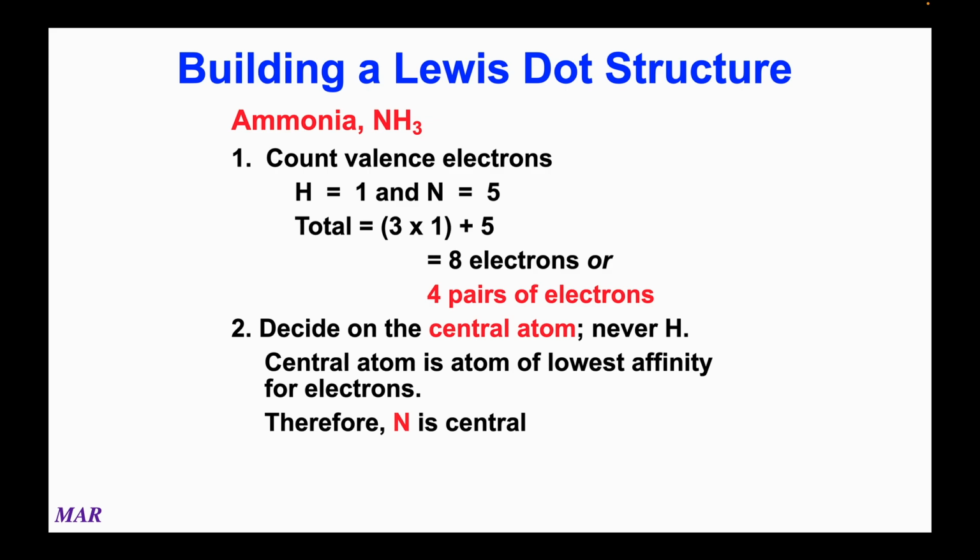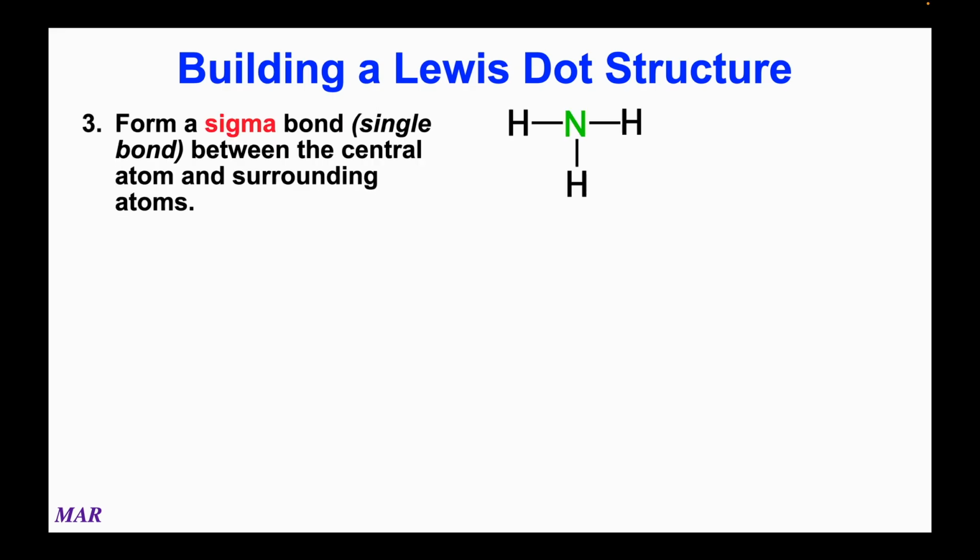Now, the next thing you want to do is connect the outer atoms to the nitrogen, the central atom. You don't want the hydrogens to float off into the void. You want to connect the hydrogens to the nitrogen. So we're going to draw a sigma bond, which is a fancy name for a single bond, between those hydrogens and the nitrogen. And that just keeps them from running off into the blue yonder.